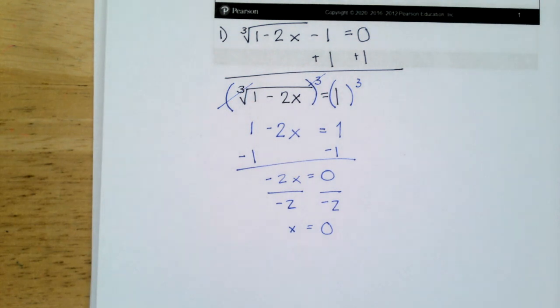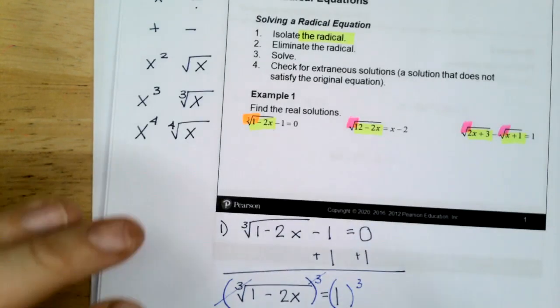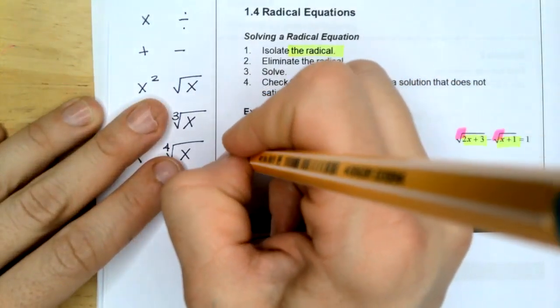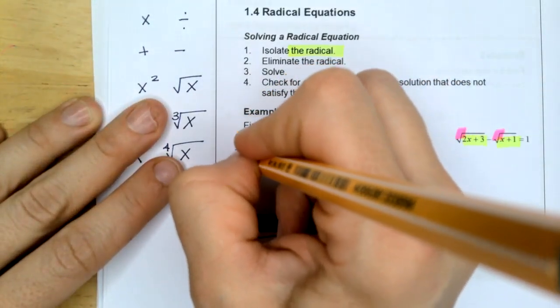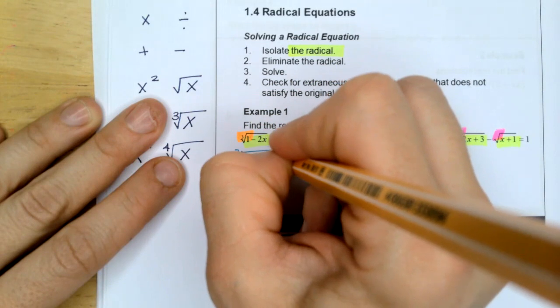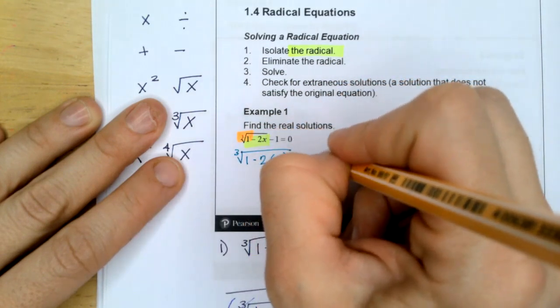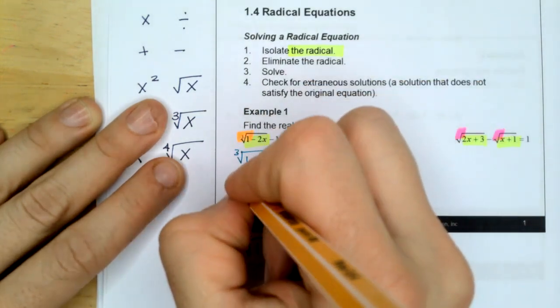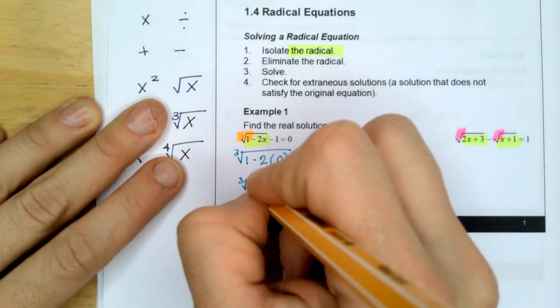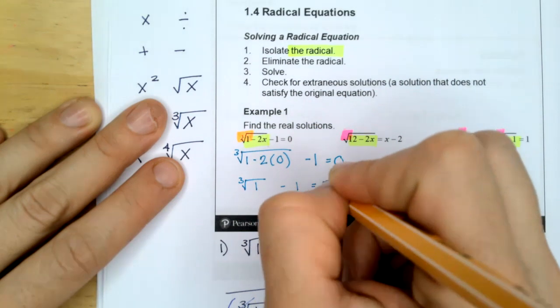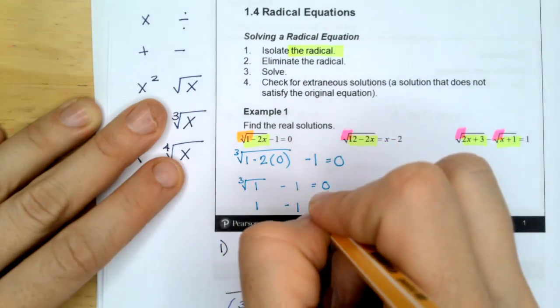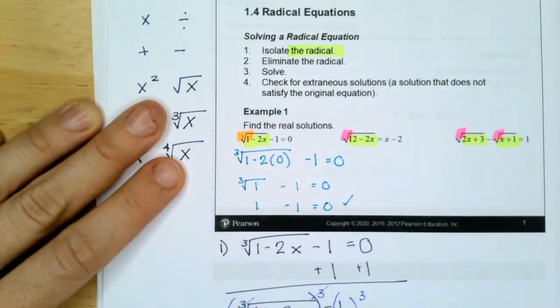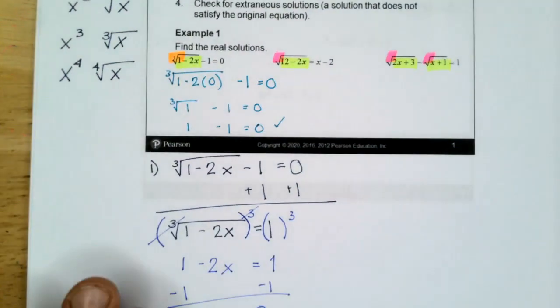Okay? Remember, you have to check your equations in this lesson. So, is the third root of 1 minus 2 times 0, minus 1, equal to 0? 1 minus 0 is 1. So the third root of 1, minus 1, is 0. The third root of 1 is 1. 1 minus 1 is 0. That's true. Check your answers.